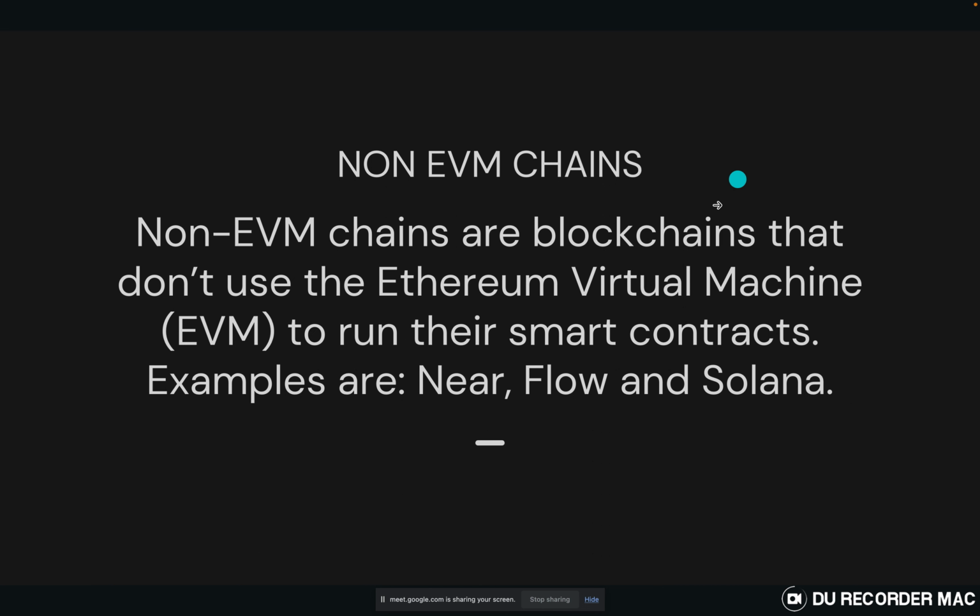Examples are Near, Flow, and Solana. We're having a look at these three today, and we also have a look at Avalanche. Apart from these and Avalanche, can you guys mention any other non-EVM chains, any other chains that don't use the EVM to run their smart contracts?